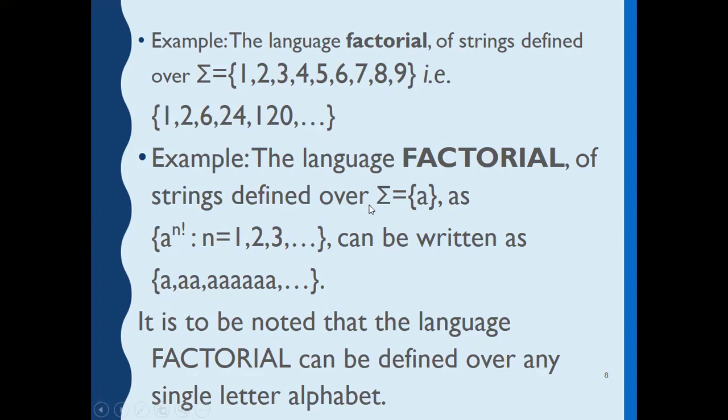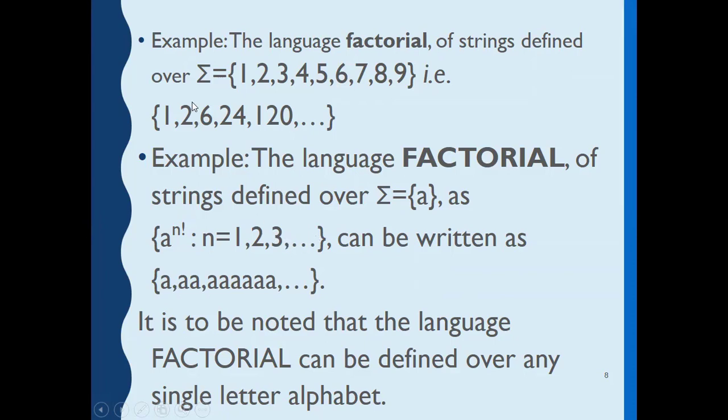The language factorial of strings defined over alphabet A. If we want the factorial of strings, it will be denoted as a to the n factorial, and n is equal to 1 to 3. It means that first of all, n is equal to 1. The factorial of 1 is equal to 1, so a will be 1. Factorial of 2 is equal to 2. So what is that? We will have 2 a's.